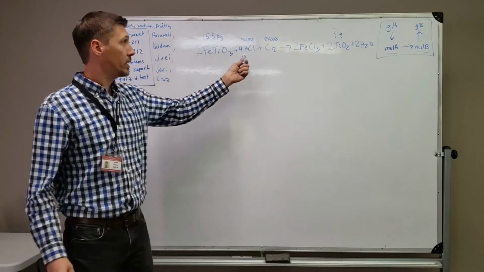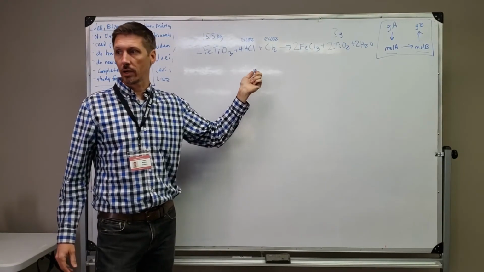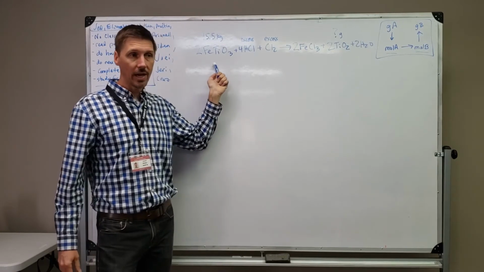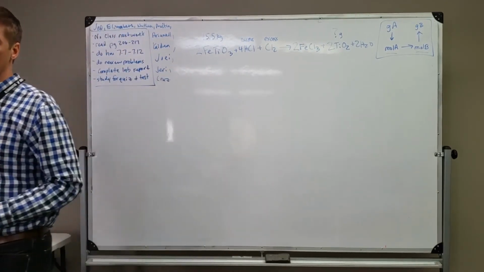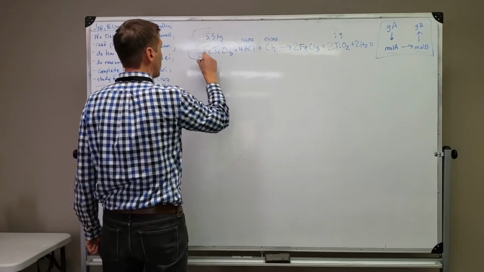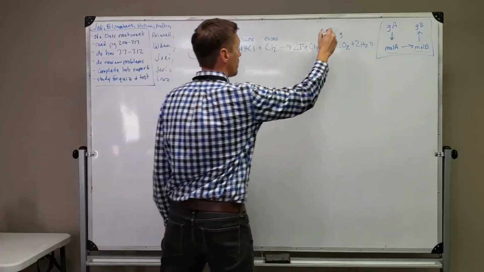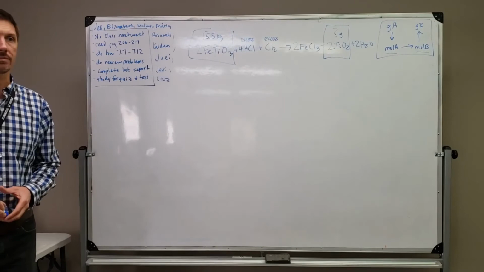When they tell us excess, what does that mean? It means that's not important. The limiting reactant is the one that's important for our calculations. And as it turns out for this problem, since we're trying to go from the amount of this to the amount of this, those are really the only things that matter in this equation.